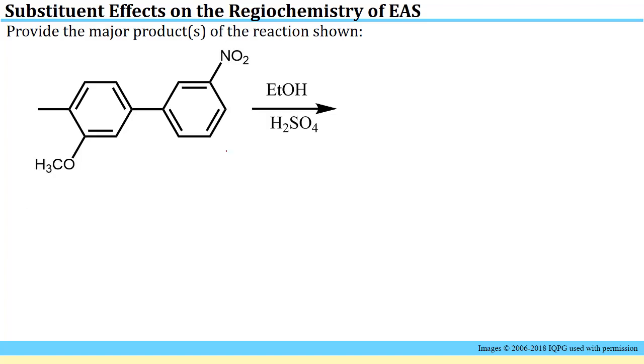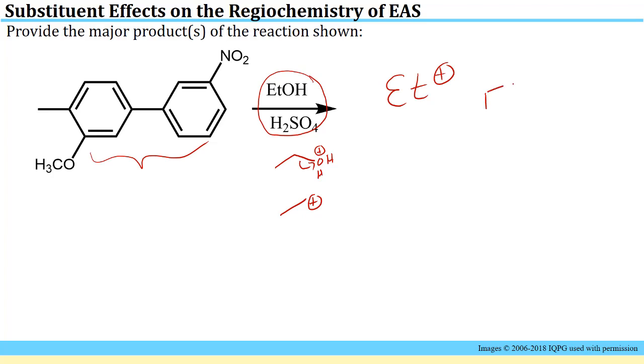And here's a similar problem. In this case, we're taking this two-ring system and subjecting it to these conditions. With a strong acid, an alcohol like ethanol will first protonate that oxygen. It will then be pulled off as water, and you'll be left with an ethyl cation. So we'll be adding an ethyl group to some site on one of the two rings.